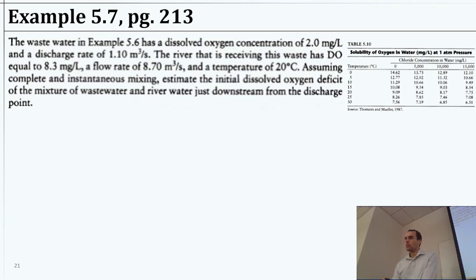So that's telling you that you can already assume you have to calculate that initial starting point after these two streams meet, right? The two flows. Estimate the initial dissolved oxygen deficit of the mixture of wastewater and river water just downstream of the discharge point.